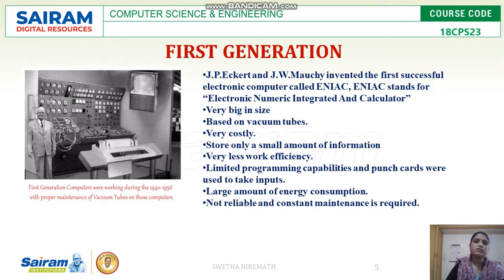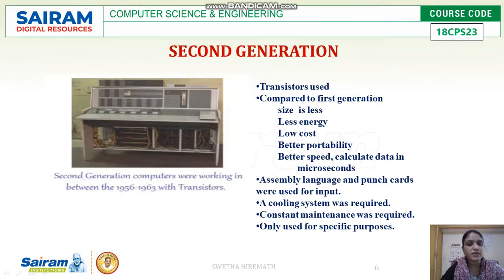Now moving on with the second generation computers, as we can see in the picture here. Second generation computers were working between 1956 to 63, and they consumed less space when compared with the first generation computers. Instead of using vacuum tubes, they used transistors. When compared with the first generation, they were much smaller in size, used less energy, had low cost, better portability, better speed, and calculated data in terms of microseconds.